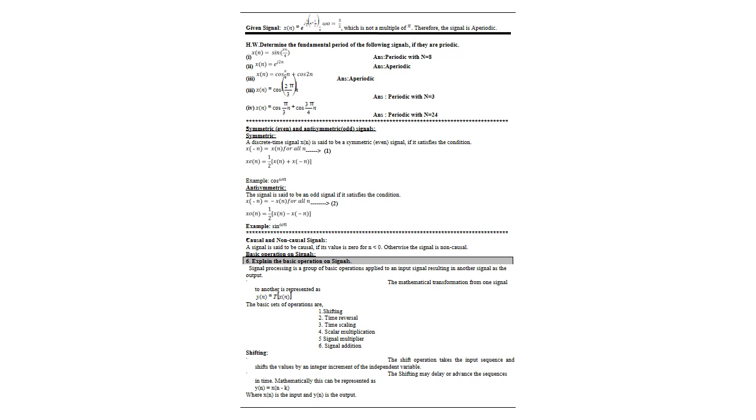Okay. So next is symmetric and anti-symmetric signals. How do we find them? The discrete time signal is said to be symmetric if it satisfies the condition that x of minus n is equal to x of n for all n.